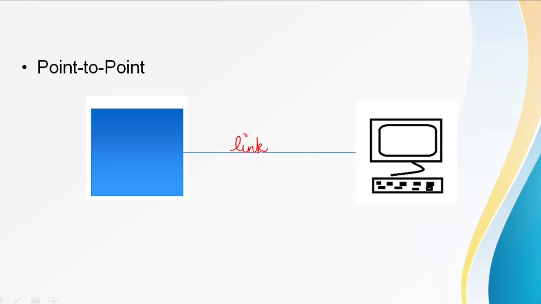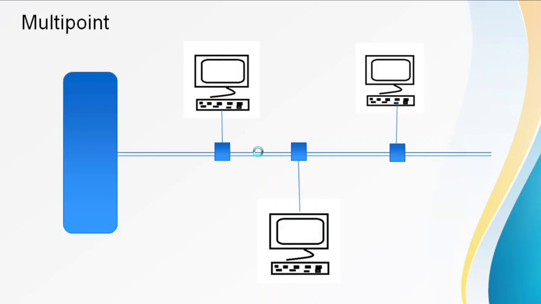So we are going to see about the multi-point, in which two or more specific devices share a single link. Here the capacity of the channel is shared either spatially or temporally. Multi-point is also called multi-drop. For example, a mainframe which has a common link, a single link, which is connected to more than two devices.